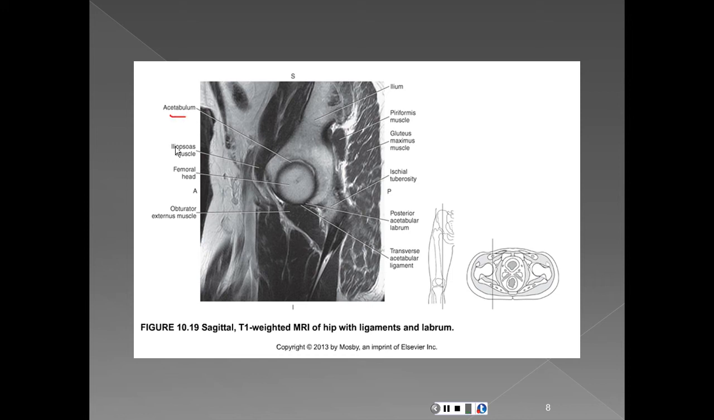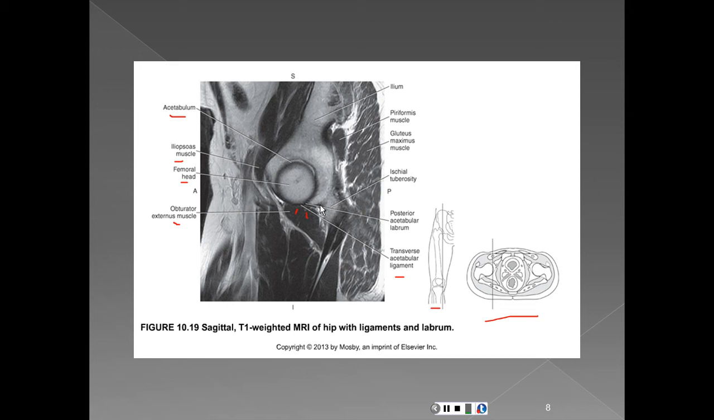So here again, a sagittal view. We want to understand the acetabulum, of course, the iliopsoas muscle, the femoral head, obturator externus. Remember, this is the obturator externus muscle right there. The obturator internus is on the internal aspect of the obturator foramen. So here we've got that transverse acetabular ligament. And if you want to orient yourself again, take a look at both pictures so that you can see exactly the orientation of the sagittal slice.